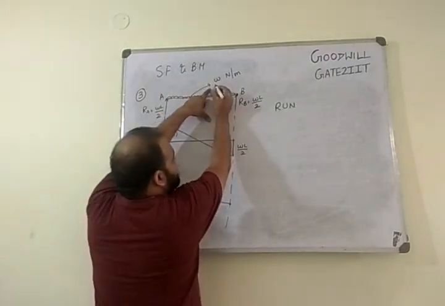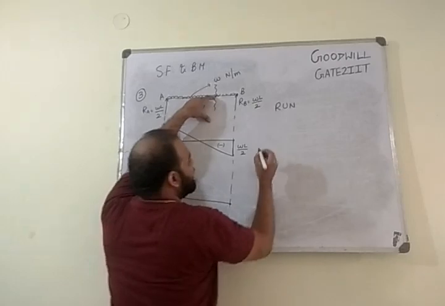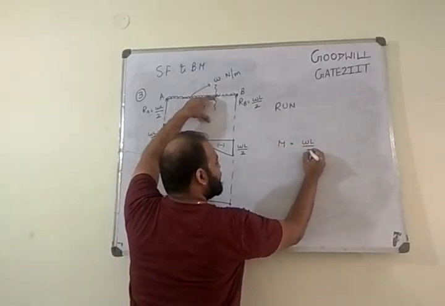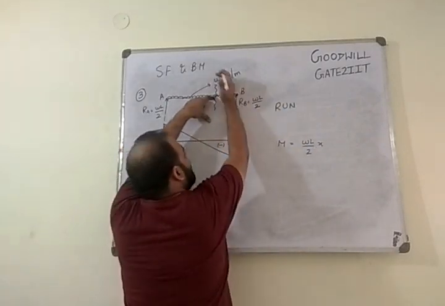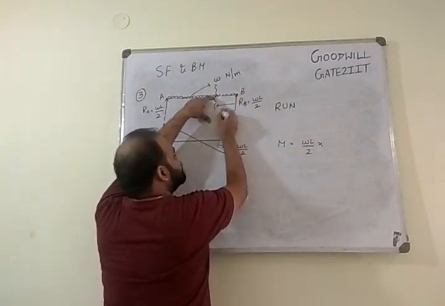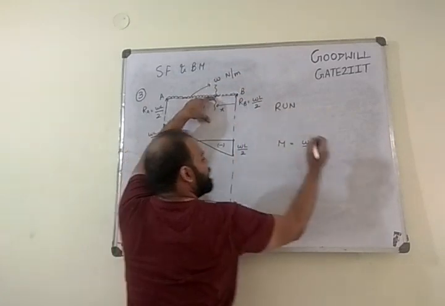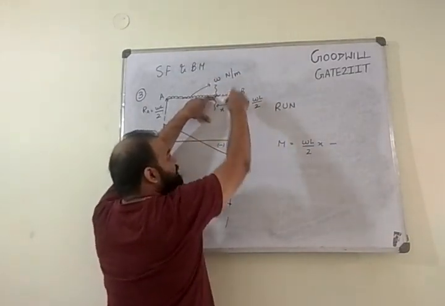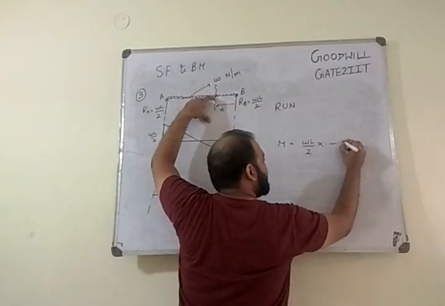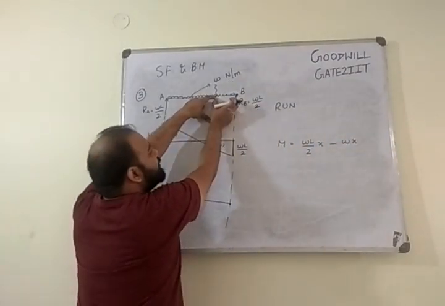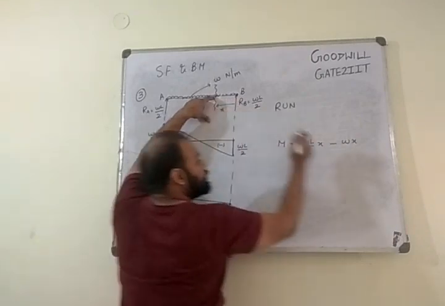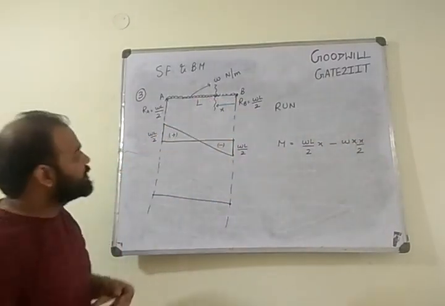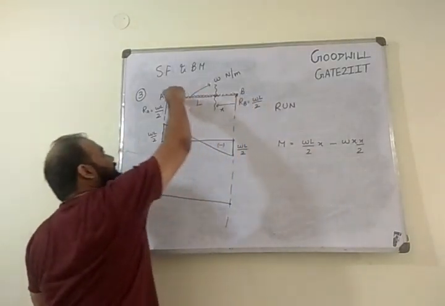So if I'm just writing for your reference, let's say I want to calculate moment here. So moment for this section will be WL by 2 into X, this one. So this is X. This is positive, right? Now minus, this UDL is forcing it down. Now what do you mean by UDL is forcing it down? W into X is the force, into X by 2 is the moment it is going to create, and this equation is valid from this point till this point.